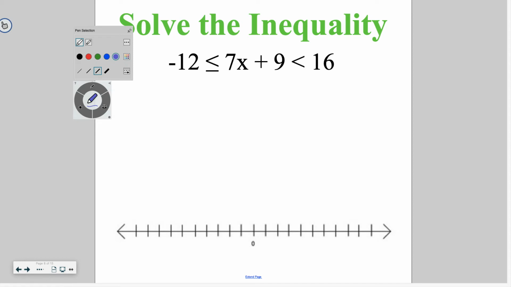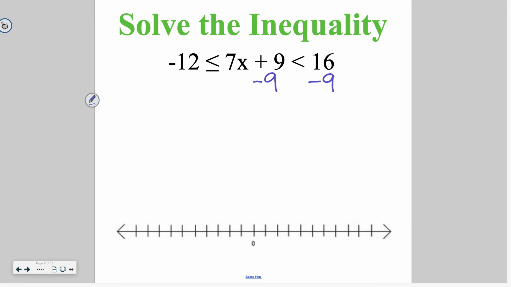If you're going to solve it all at once, the first thing we need to do is get rid of this 9. So we're going to subtract 9. We need to subtract 9 from both of the two outside quantities because negative 12 is less than that and the expression is less than 16.